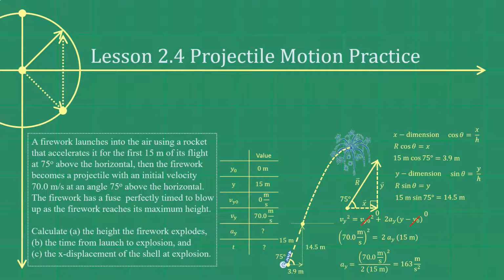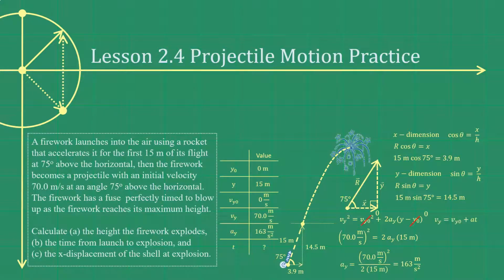We don't oftentimes see accelerations that large, so does that large value make sense in context here? Well, it does, because this is a rocket, and rockets accelerate very, very quickly. Not only that, it's a rocket with a very small mass, a firework, so it's capable of accelerating that fast. I'm going to plug that value into my table, and now we can use that value to find the time.